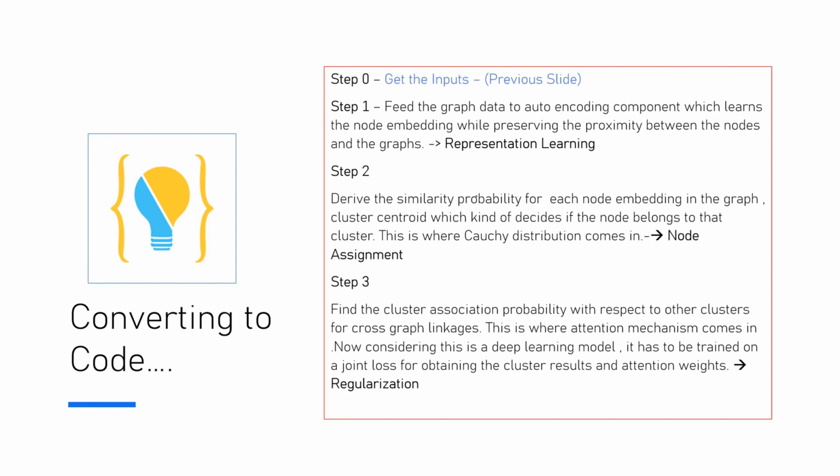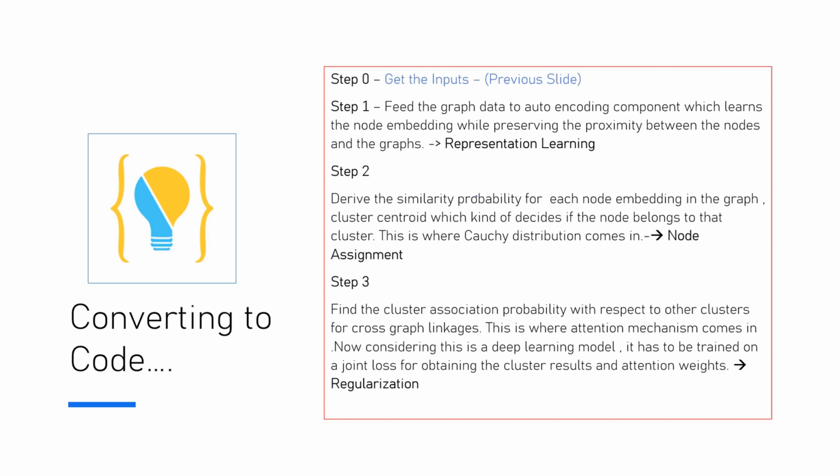Furthermore, let's get into the code. We talked about step zero, which is the inputs, covered in the previous slide. Step one is to feed the graph data to auto-encoding components, which produce the node embeddings while preserving the proximity between the nodes, and that's what we call representation learning. Step two is deriving the similarity probability for each node embedding in the graph cluster, which decides if the node belongs to the cluster. This is where the Cauchy distribution comes in. So basically, it's a node assignment layer. Step three is the cluster association probability with respect to other clusters of cross-graph linkages. This is where the attention mechanism comes together.